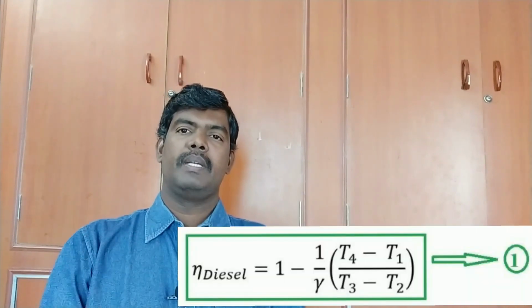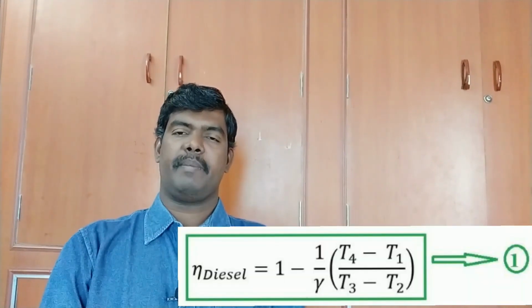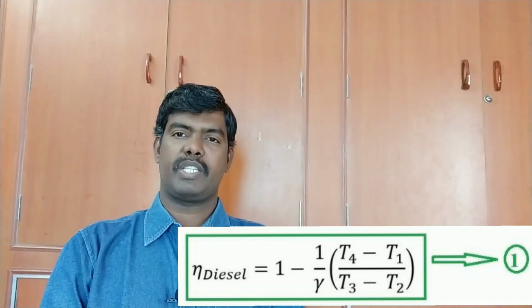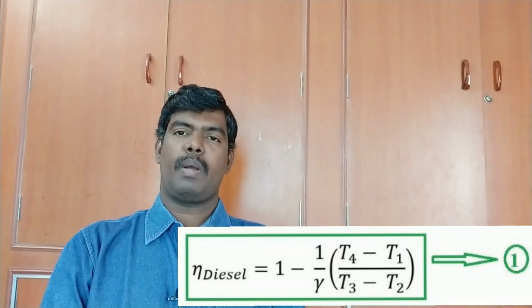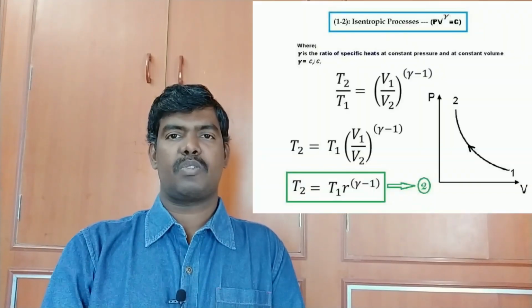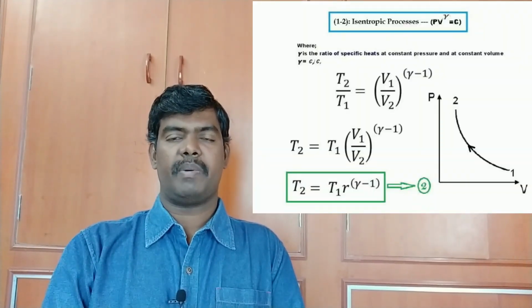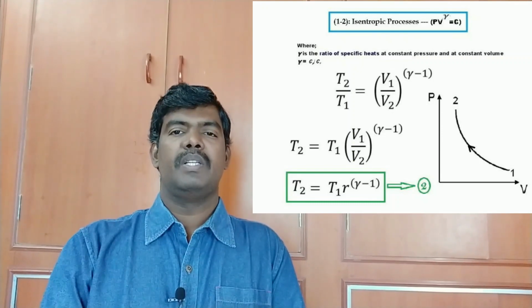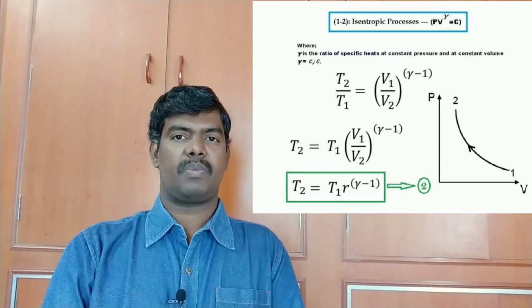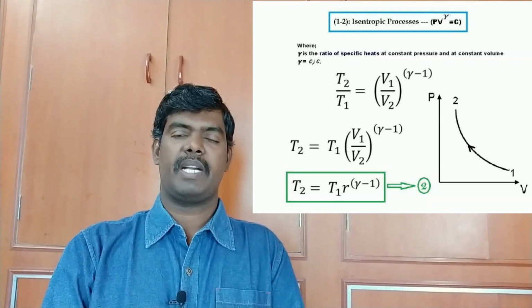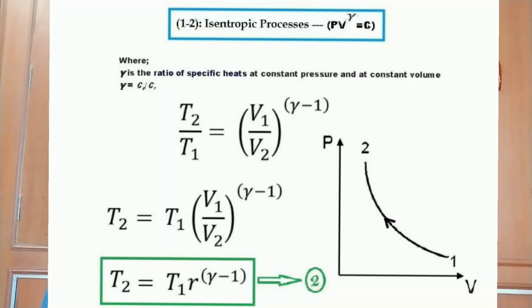So now, from equation number 1, the temperatures T2, T3 and T4 are converted in terms of T1. So now one by one we go. Here, the process 1 to 2 is an isentropic process. We know that PV^γ equals constant. In that isentropic process, there are 3 PVT relations: pressure versus volume, pressure versus temperature, and temperature versus volume. So we are considering the relation of temperature versus volume.